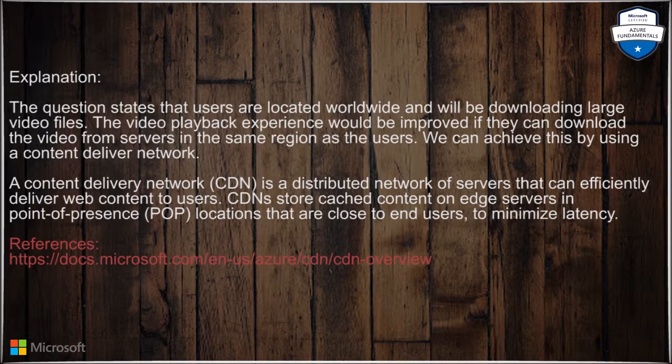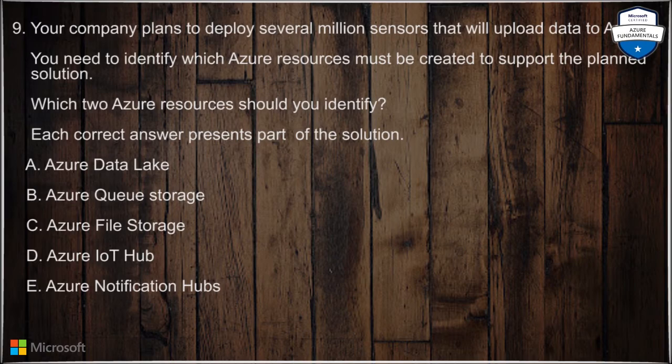CDNs store cached content on edge servers in point of presence, POP, locations that are close to end users, to minimize latency. Your company plans to deploy several million sensors that will upload data to Azure. You need to identify which Azure resources must be created to support the planned solution. Which two Azure resources should you identify? Each correct answer presents part of the solution.